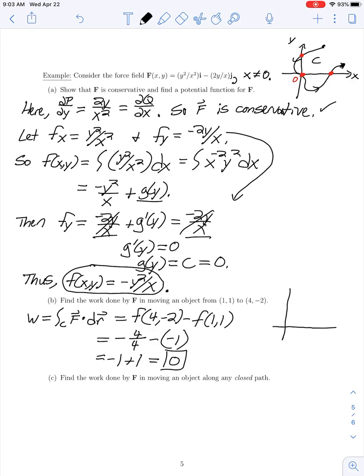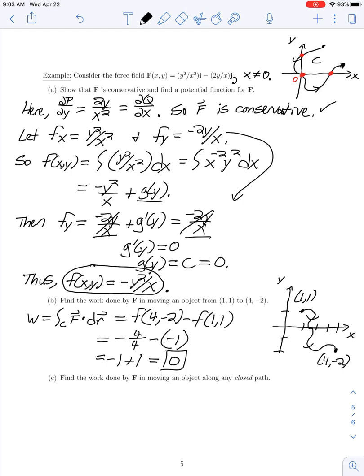So here, the curve we were considering was any curve from the point 1, 1 to the point 4, negative 2. So our curve could have any general shape in moving from 1, 1 to 4, negative 2, as long as it does not cross the y-axis. That was the one restriction that we had on this curve.